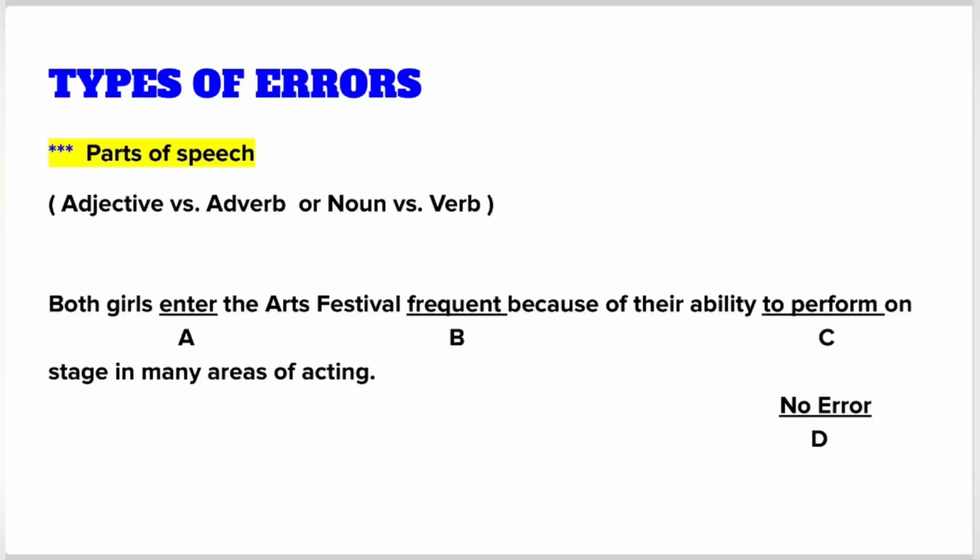Part of speech is yet another type of error that may come on the paper. So you want to pay attention to the adjectives and adverbs used in the sentences, also the nouns and verbs, because sometimes they might give you an adjective when indeed what should have been there is an adverb, and vice versa. So for example, both girls enter the arts festival frequent because of their ability to perform on stage in many areas of acting. Here, the word frequent is an adjective, but what we really need is an adverb to say how often the girl enters the festival. So it should be frequently. So the answer is B.